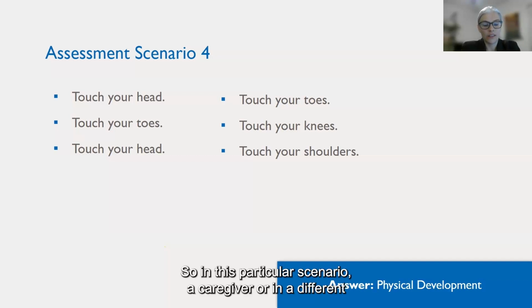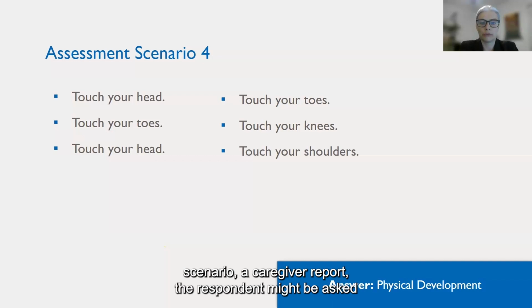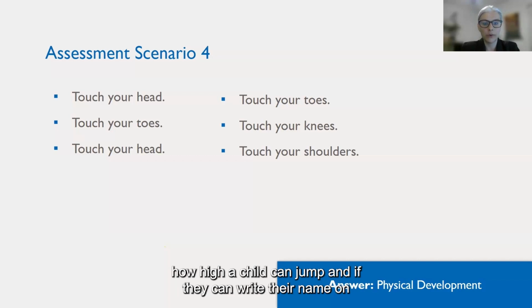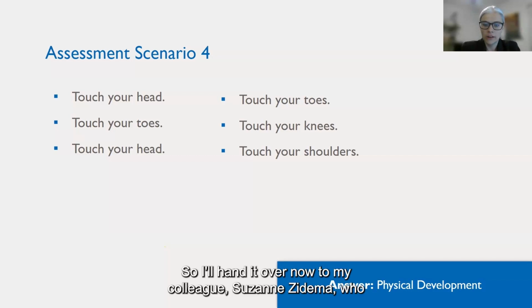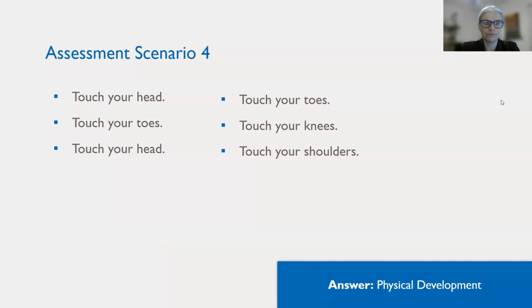So in this particular scenario, a caregiver, or in a different scenario, a caregiver report, the respondent might be asked how high a child can jump, and if they can write their name on paper to assess fine motor skills. So I'll hand it over now to my colleague Suzanne Zeidema, who is a member of our inclusive education team, to talk about some of the disaggregates.